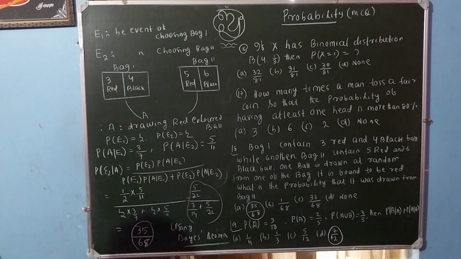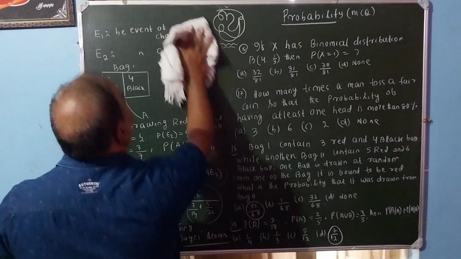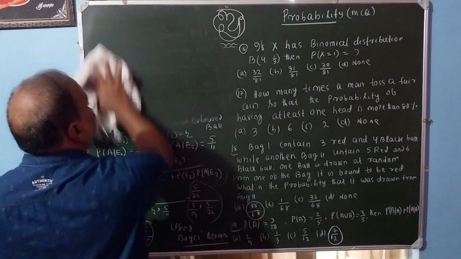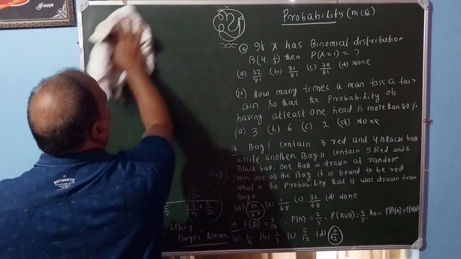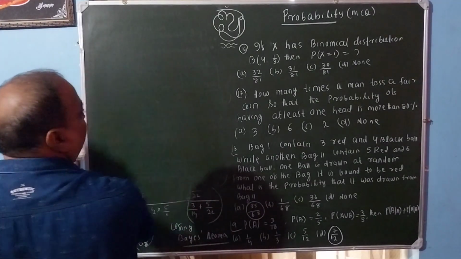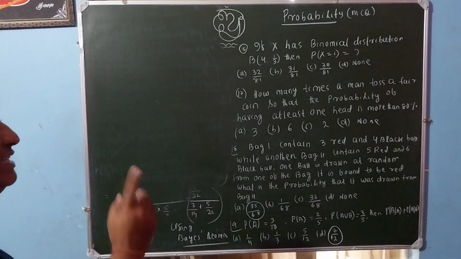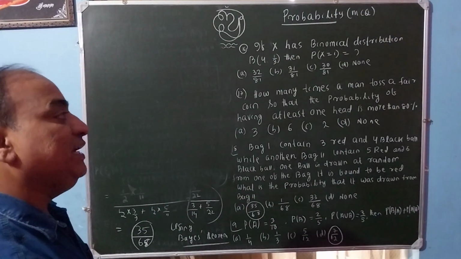Now we have to discuss the question number 17. How many times a man must toss a fair coin so that the probability of having at least one head is more than 80%? It is also a very important question. How many times do you have to toss a coin so that the probability of getting at least one head is more than 80%? So it is a fair coin.